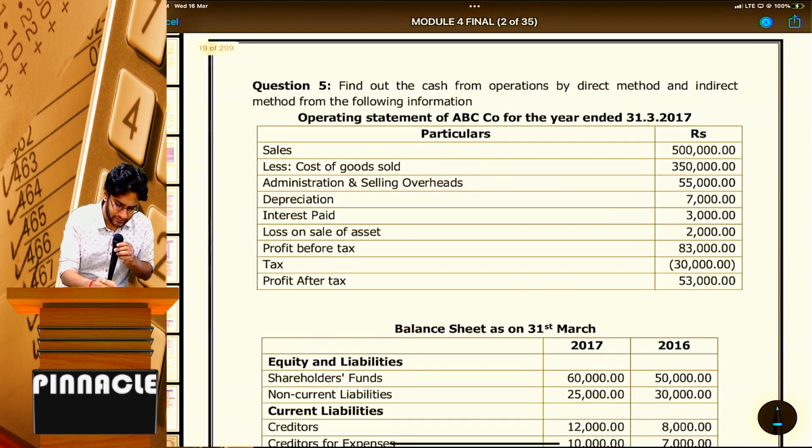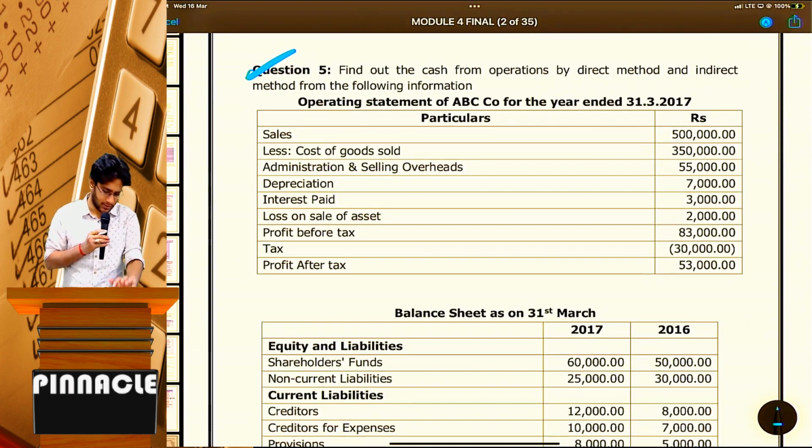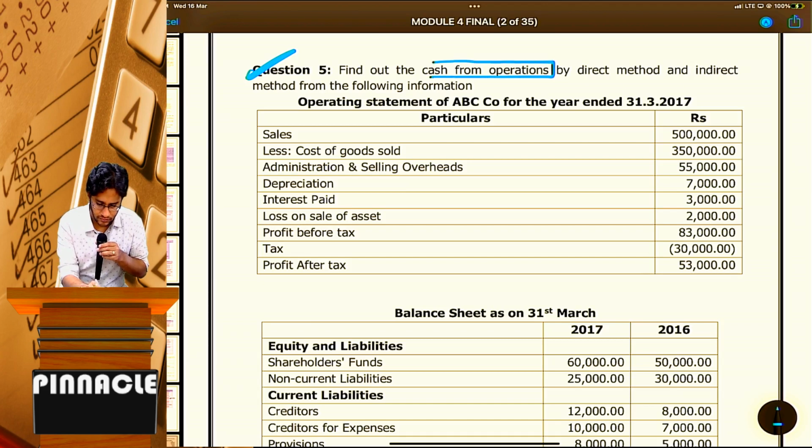Go to question number 5, on page number 17. Question number 5's goal is, sir, they have given you a P&L account. They also gave you balance sheets, 2 balance sheets. With the help of these, you are supposed to work out cash from operations. Not the entire cash flow statement, only the first part of it, and that too by doing the direct method and the indirect method.